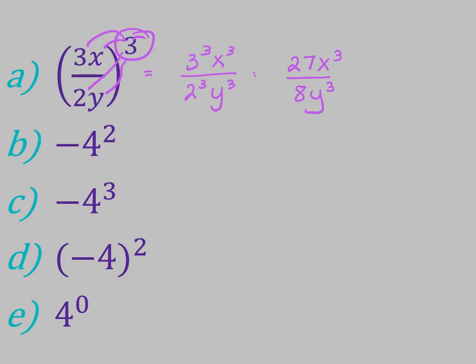If I can reduce, I do. But 8 and 27 do not have any common factors, which means my answer stays that way. If I had the same variable in the top and the bottom, then I can simplify those. But an x in the top and a y in the bottom means I can't cross anything out, right?